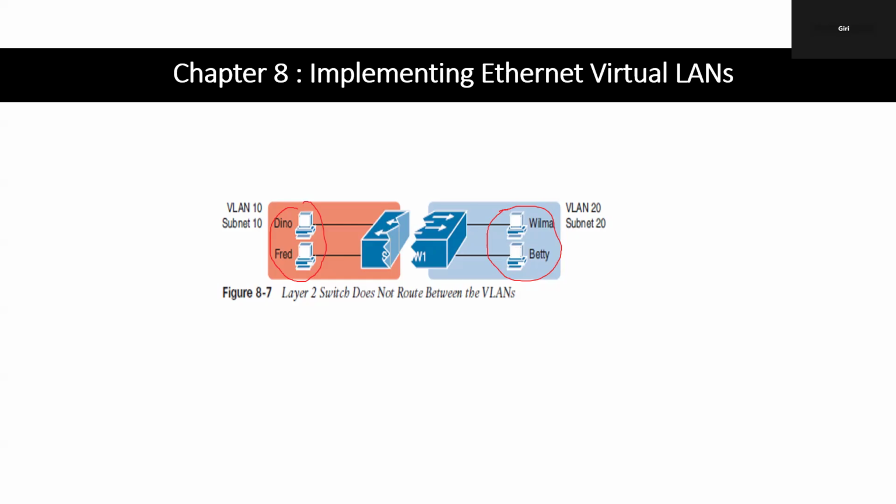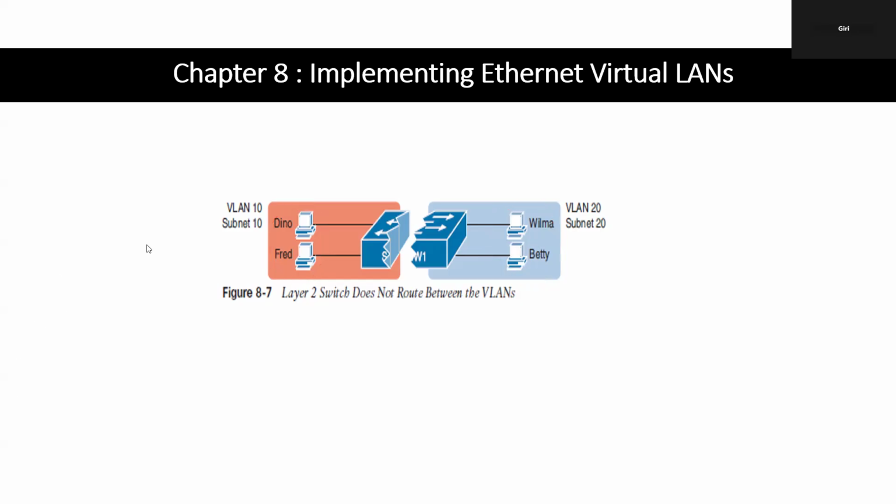For example, if Dino, who's in VLAN 10, sends an Ethernet frame, and this switch is a layer 2 switch, it receives it and it's trying to forward any traffic to Wilma or Betty that's in VLAN 20, it will not do it if it is a layer 2 switch. Hopefully you guys can make sense of that. Let's go ahead and clear this up.